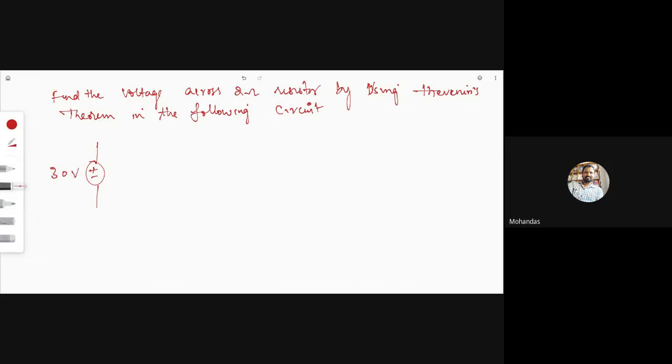A 30 volt source is there, a 12 ohm resistor, a 6 ohm resistor, a 4 ohm resistor, and these are the pair of terminals A and B. This is the 2 ohm resistor, and he wants to calculate the voltage across this 2 ohm resistor.